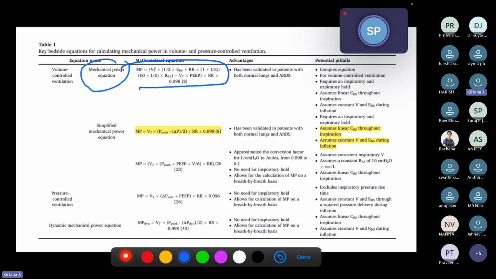And the most commonly used one is the one that I've highlighted in yellow. This is known as the simplified mechanical power equation. If you look at this, mechanical power is a multiplication of the tidal volume into the pressure, and the pressure is the P peak minus the driving pressure by 2, multiplied into the respiratory rate, and this is the conversion factor for converting it to joules per minute, 0.098.